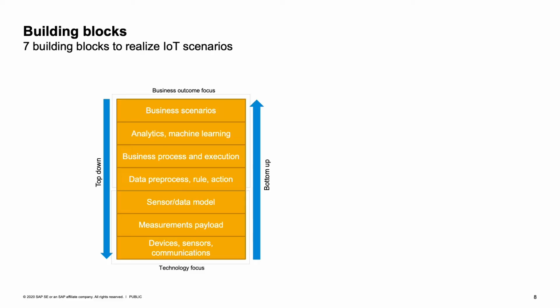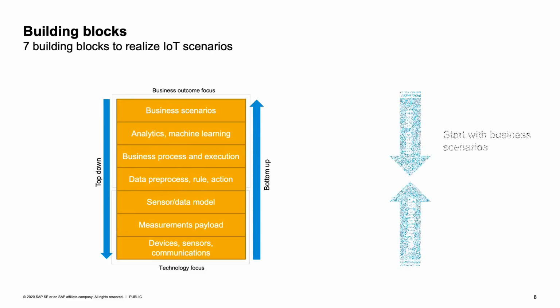The top of the stack is the business outcome and business scenarios, and at the bottom of the stack is the technology focus. When you think about these things, I always recommend that you start thinking from the top, that is, start from the business scenarios and what exactly the customer's pain points are. Once you figure out the customer pain points and larger use cases, then you start from the bottom, thinking about what kind of data you want to gather, what kind of device you need, and at the same time what kind of analytics and data pre-processing you need. So the approach is top down and bottom up, and you'll be meeting somewhere in the middle.